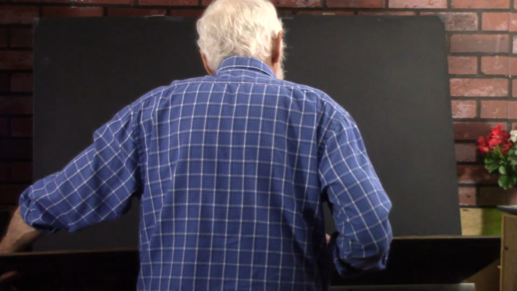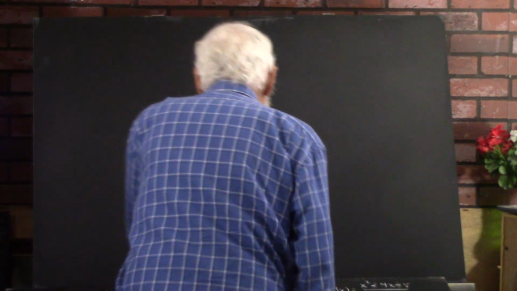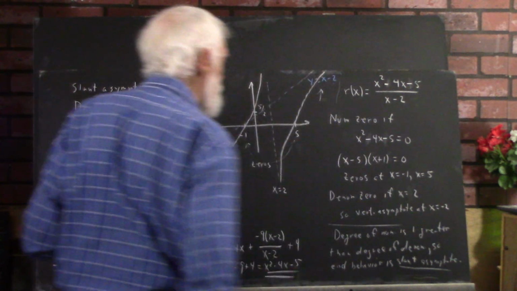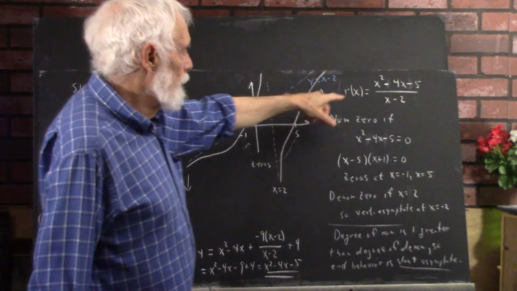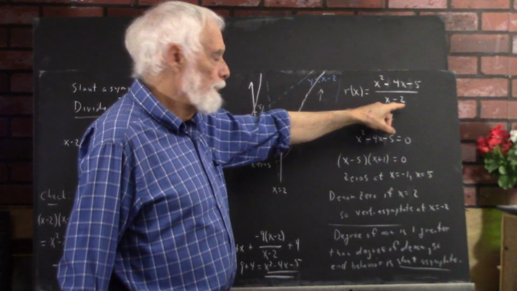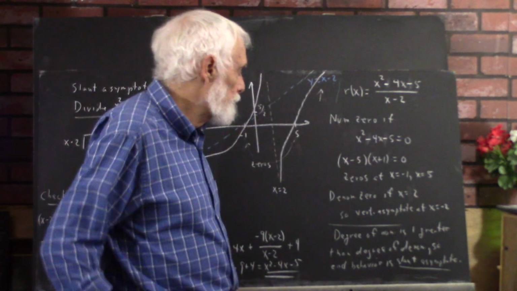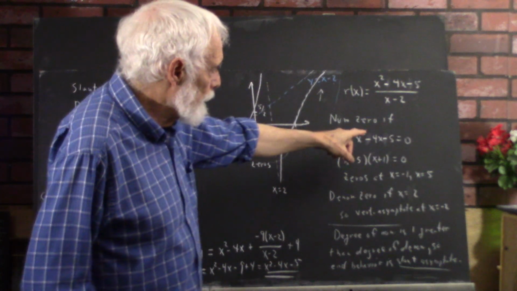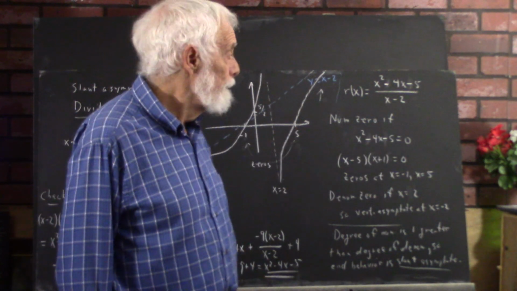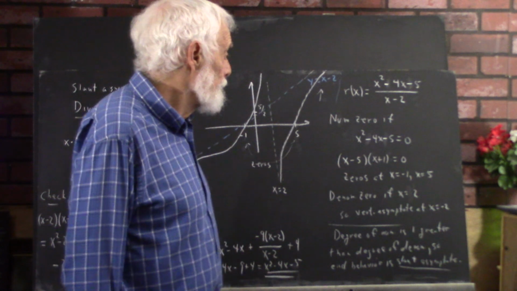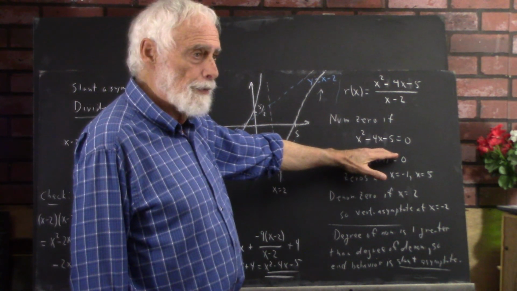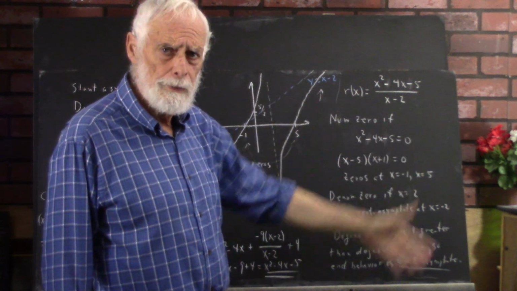Now, second example, and we're going to end up with a slant asymptote, is this function. R of x is x squared minus 4x minus 5 divided by x minus 2. The numerator is 0 if x squared minus 4x minus 5 is 0, because, of course, that's the numerator. And we've always got to check. If we've got any kind of a polynomial, we've always got to check for its zeros.